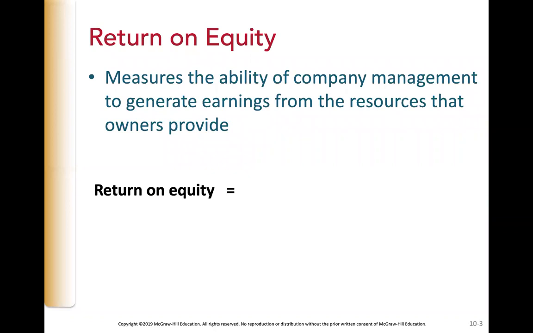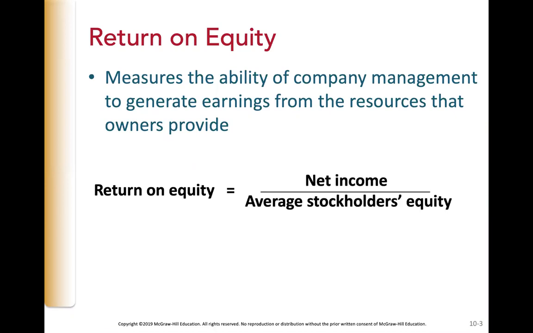The first measure that we look at is the return on equity, the ROE. It measures the ability of a company's management to generate earnings from the resources owners provide. We calculate the ROE by taking net income divided by average stockholders' equity. Remember, when we're trying to find the average of something like stockholders' equity, we take the beginning balance in stockholders' equity, the ending balance in stockholders' equity, add them together, and divide by 2.